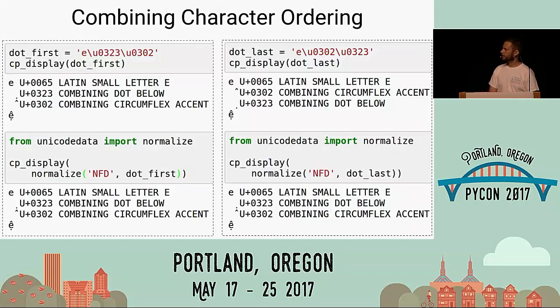So here you can see on the left side we have the same sequence, E with a dot and a circumflex. We hand it off to the normalize function that's from the standard library. We have to tell it what normalization form we want, NFD, and we get a sequence out. It's exactly the same. On the right side, we have the combining characters switched. When we normalize, it switches them back. The particular order it picks doesn't really matter. It's arbitrary. The point is, if they're canonically equivalent, then you get the same thing out when you normalize. And then you can compare these, and they'll compare equal.